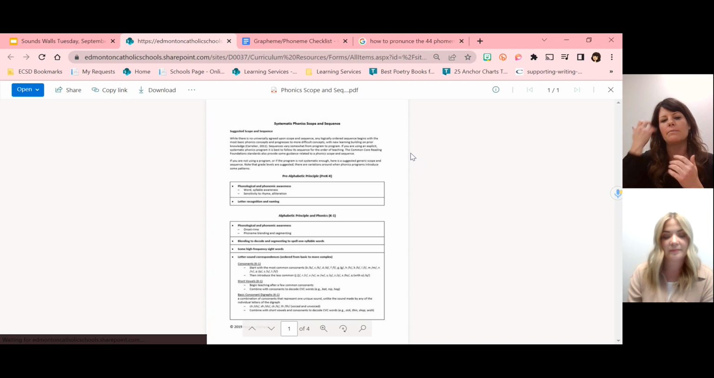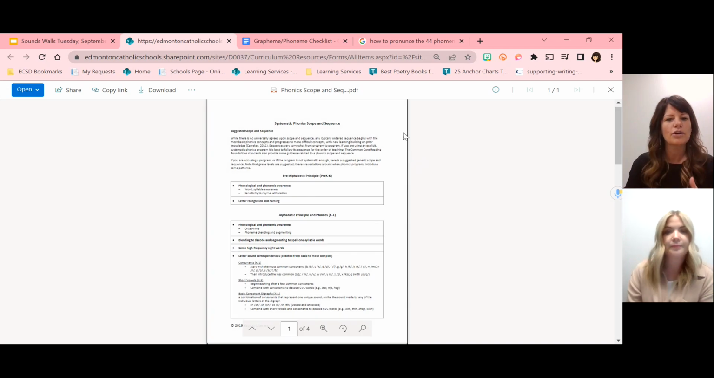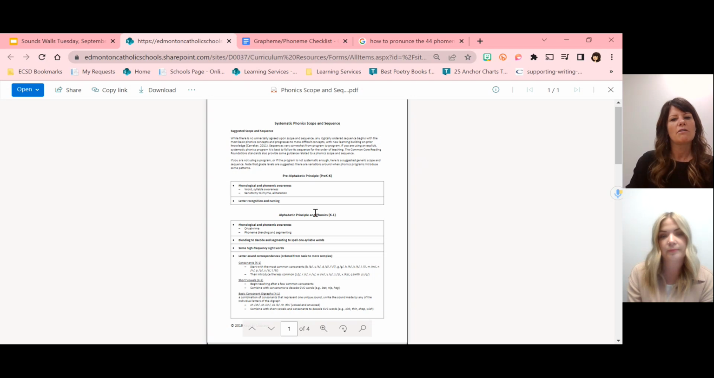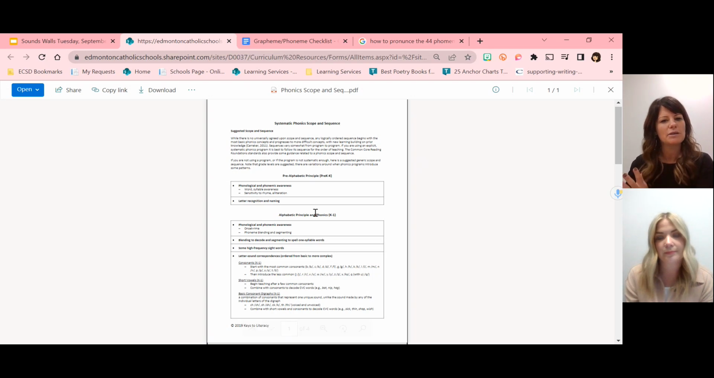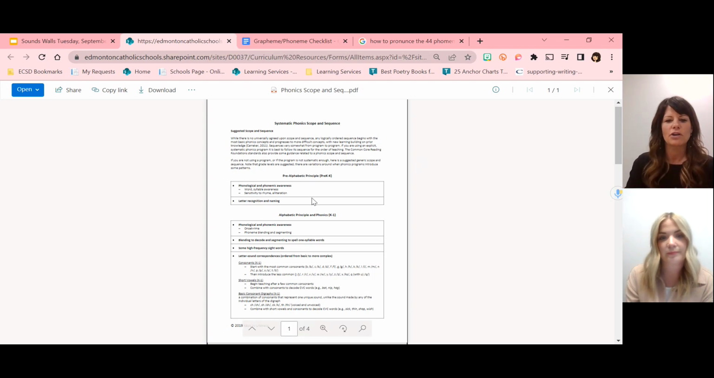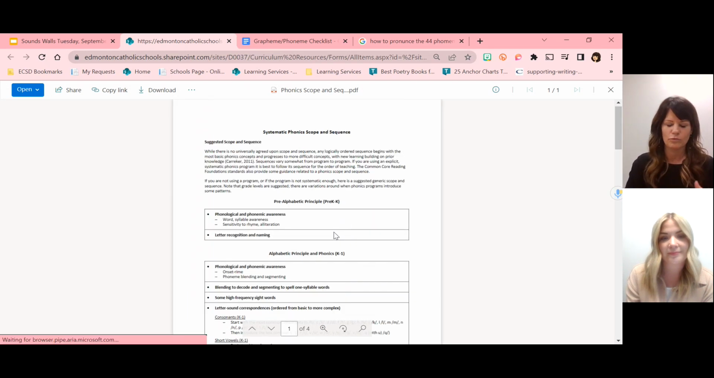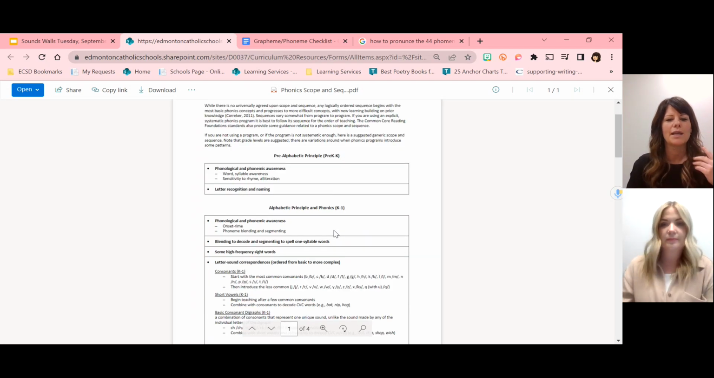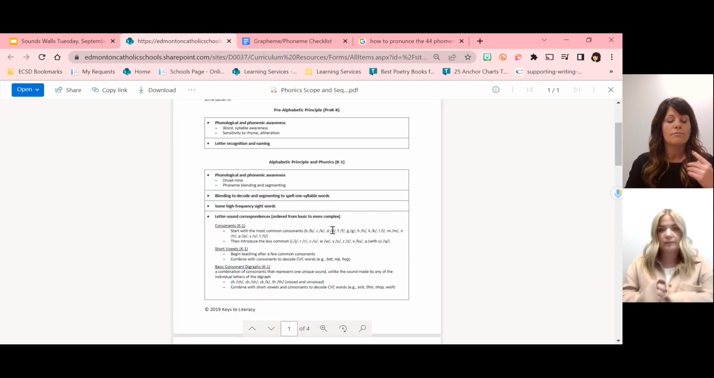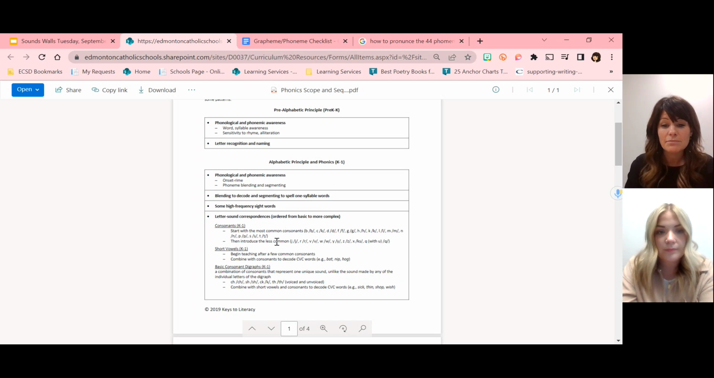Another scope and sequence that I think is just worth printing off is from Keys to Literacy. It doesn't give you that kind of explicit order, but it shows you those phonics principles, the scope and sequence of those from K to 3, starting with our pre-alphabetic skills. Those are rhyming, syllables, what I hear, those kinds of things, going into things like most common consonants. There's an order here. Then you would introduce some short vowels, things like that.